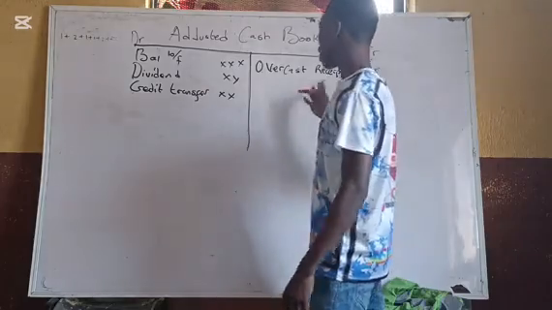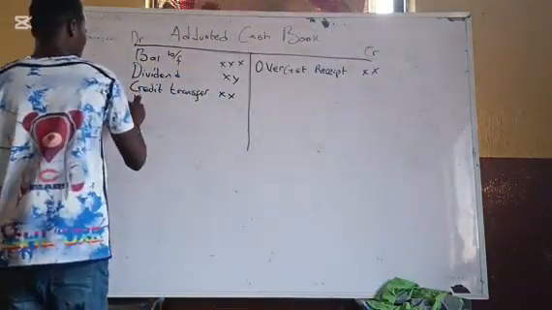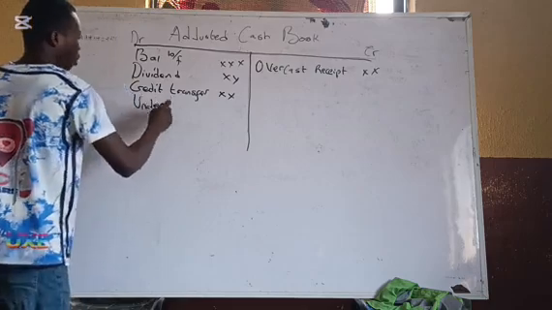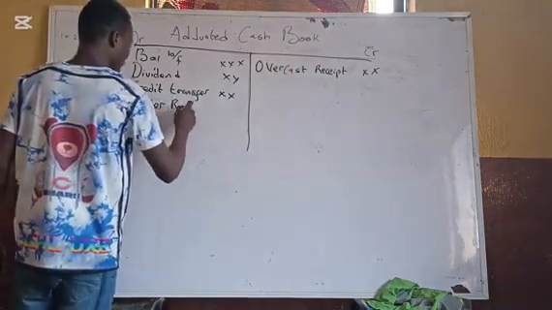Also, we have undercast receipt. The undercast receipt is written here. Don't forget, we have explained this the other time, right?